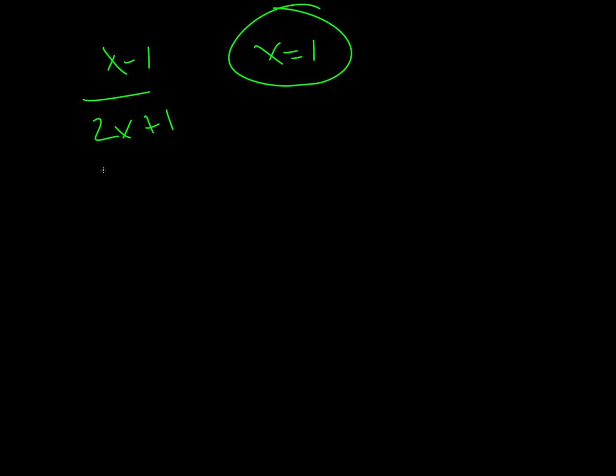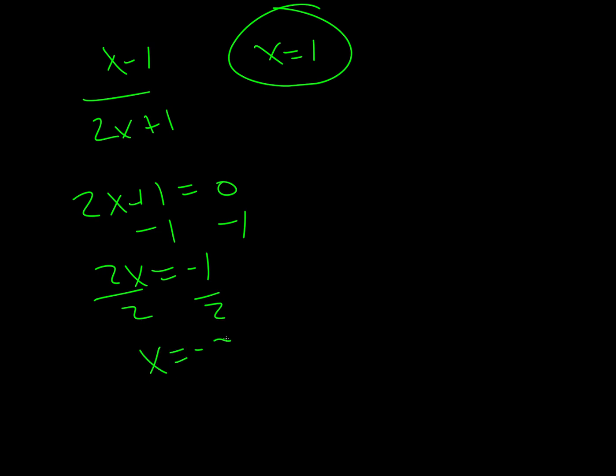And then we use the bottom. We set the bottom equal to 0 to tell us about any asymptotes. So we subtract 1, 2x equals -1, divided by 2, x equals -1/2. And that's going to be a vertical asymptote.